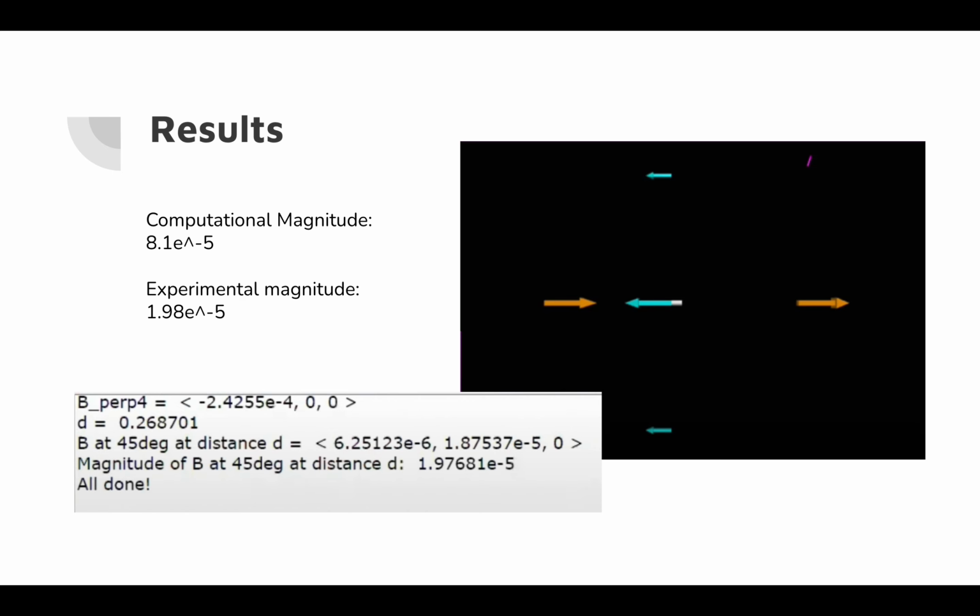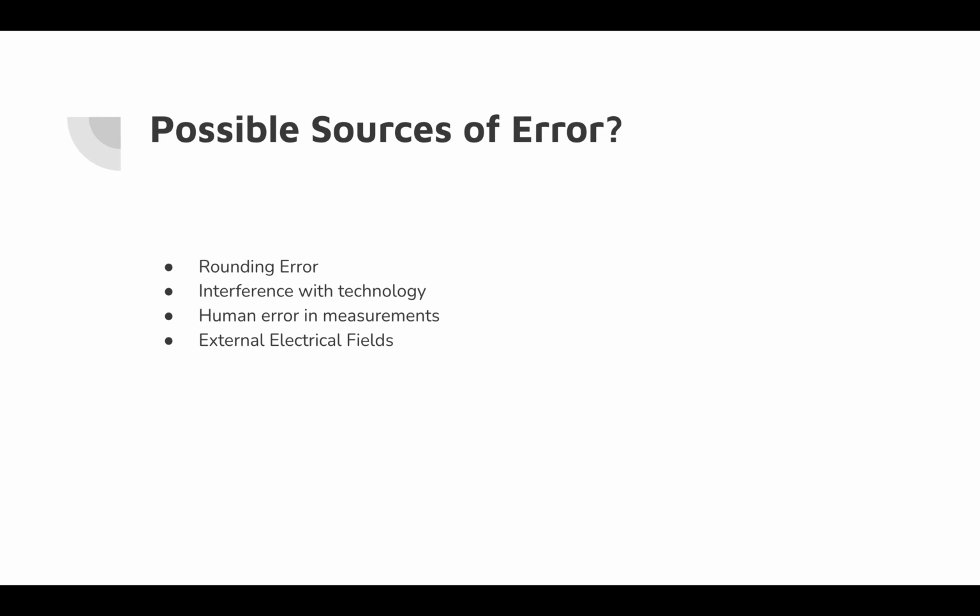and there are a couple of reasons for why this could be. Possible rounding errors when carrying out calculations, interference with technology could have played a big part. Human error, just in general, human error in results, because nothing was standardized. It's all using my hands or whatever. And then external electrical fields that maybe weren't taken into account.